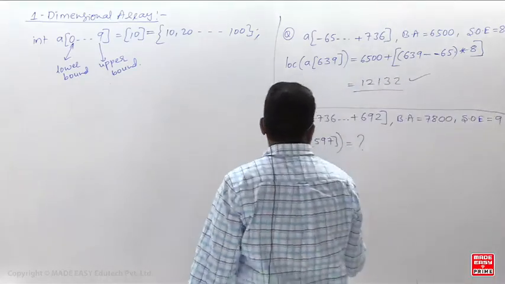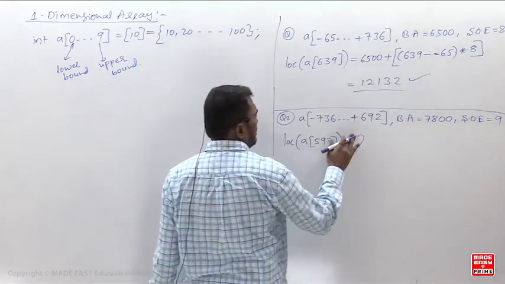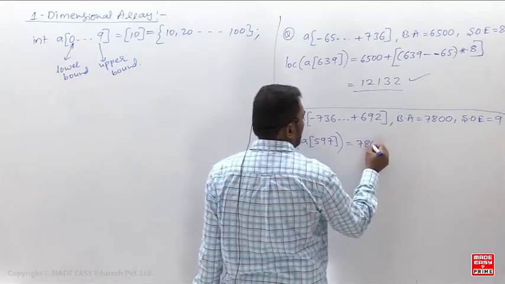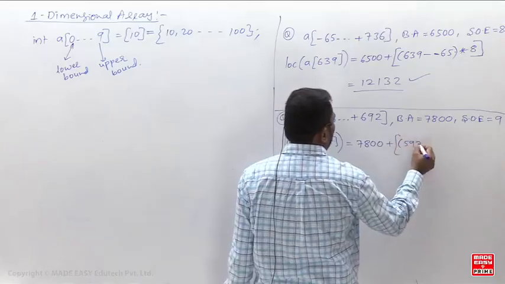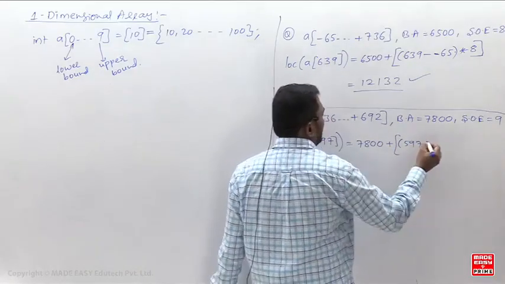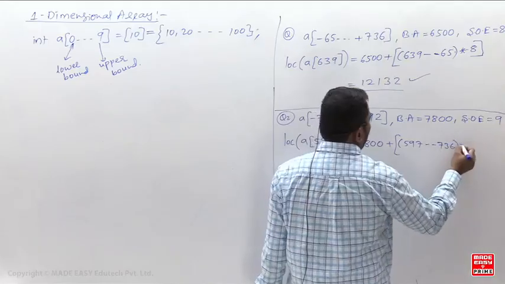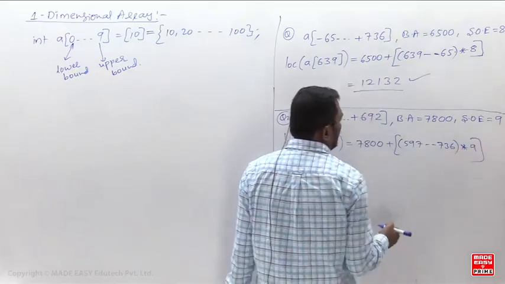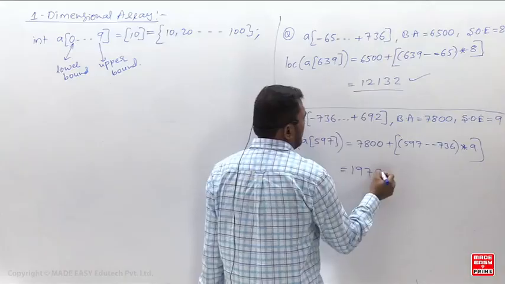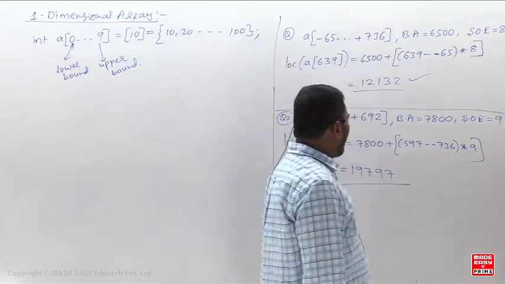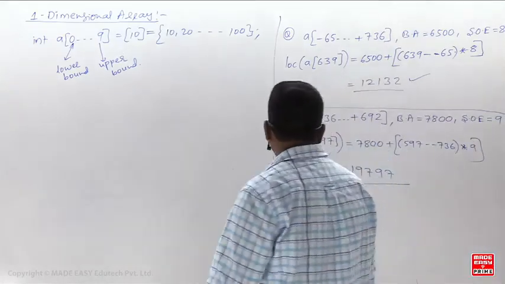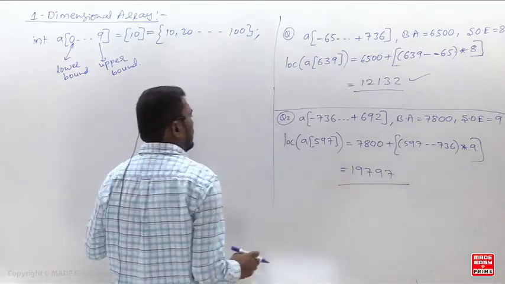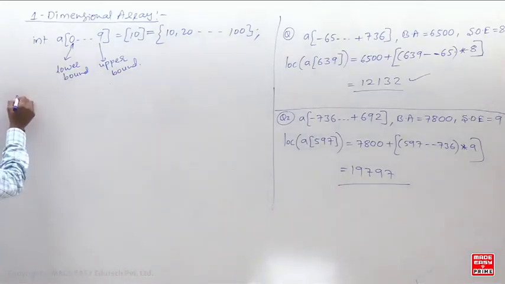Just understand here. Base address is 7800 plus. You want to go to location number 597 minus, you need to cross how many elements? Minus 736. This many elements you have to cross, and multiply with the size of the element, 9. So that is 19797. This is the answer. Somebody is giving the right answer, somebody the wrong answer.